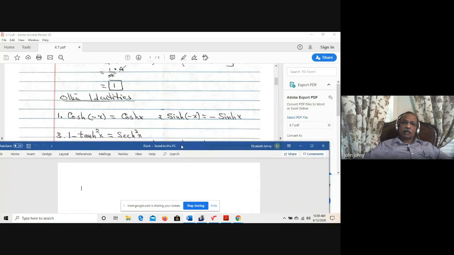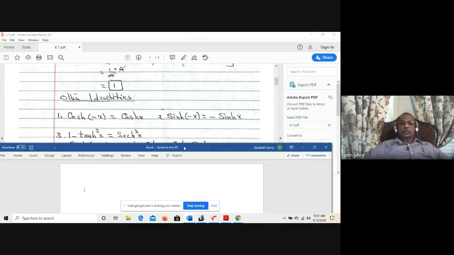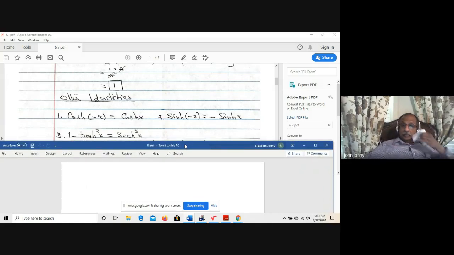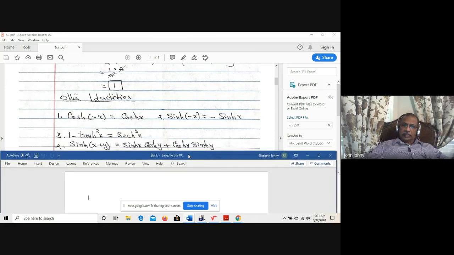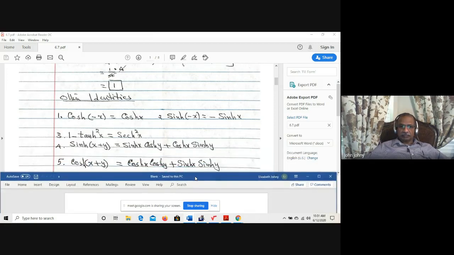Then the next one is 1 minus tanh square x is equal to sech square x. In trigonometry, you have 1 plus tan square theta is equal to secant square theta. So in this case, it is 1 minus tanh square x is equal to sech square x. Then they add some formulas. Sinh(x plus y) is sinh x cosh y plus cosh x sinh y, similar to the trigonometric formula, but here there is a difference. Cosh(x plus y) is cosh x cosh y plus sinh x sinh y.